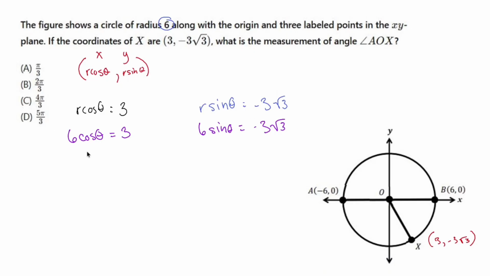If we divide everything by 6, cross out the 6, cos theta is going to equal 1/2. Now over here, we have divide by 6, cross out the 6, sine theta equals negative. Now, 3 over 6 is 1/2, so negative root 3 over 2.